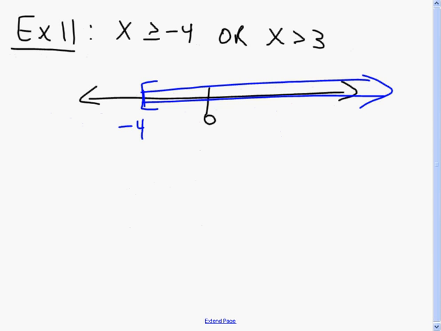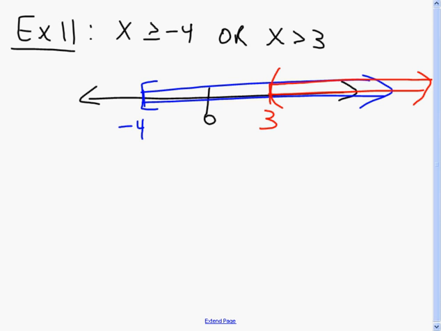Or x is greater than 3. So there's 3. Got a parenthesis. And I need everything that's greater than that. So I'm going to shade everything to the right of 3. Again, that picture leads you to your answer. So you have to write it as nice and succinct as you can. Anywhere on that number line where you shaded more than one time, or at least one time. So one or more times.